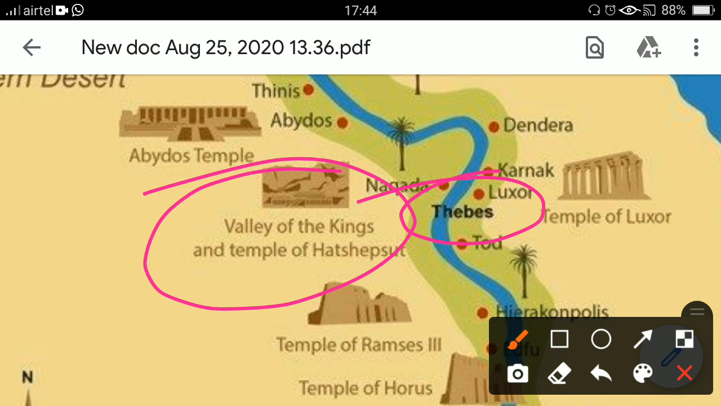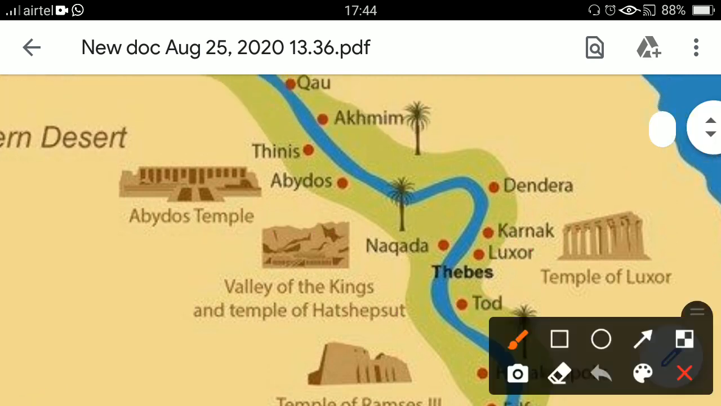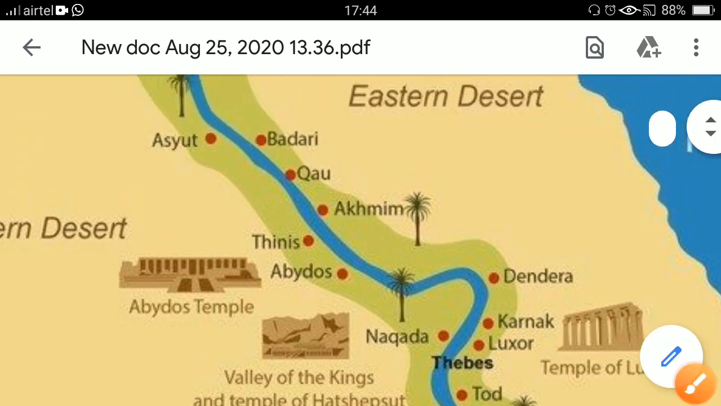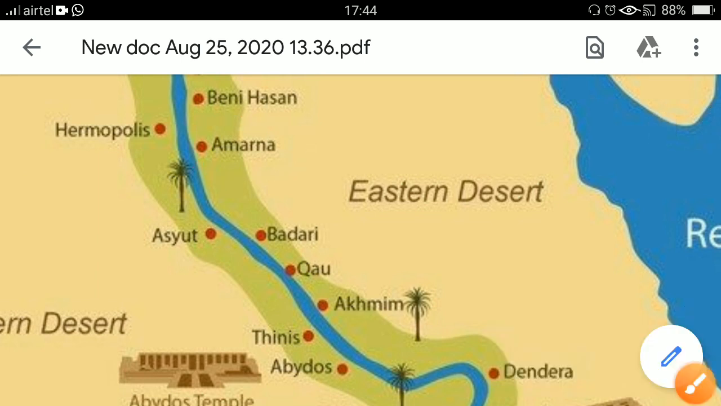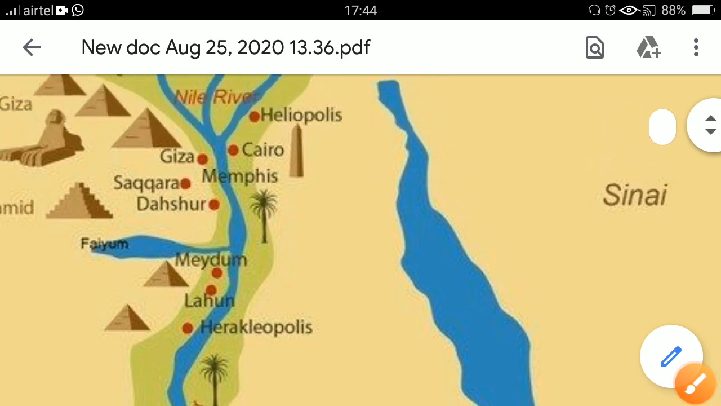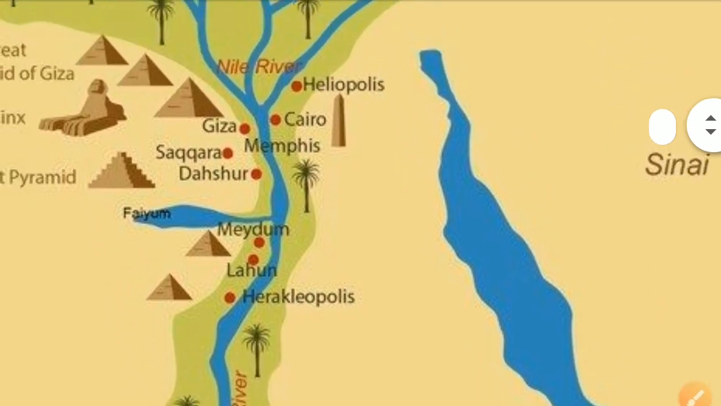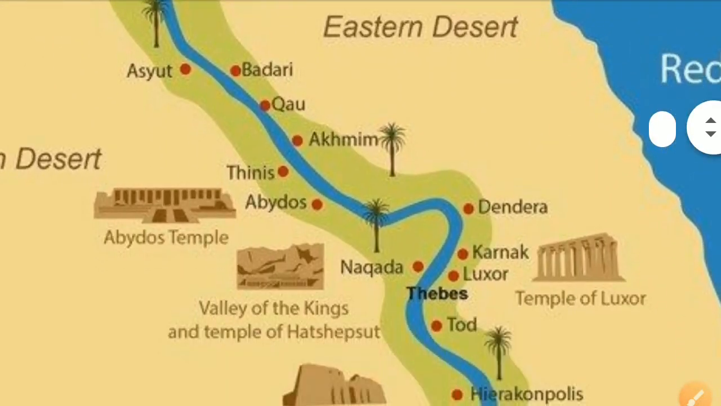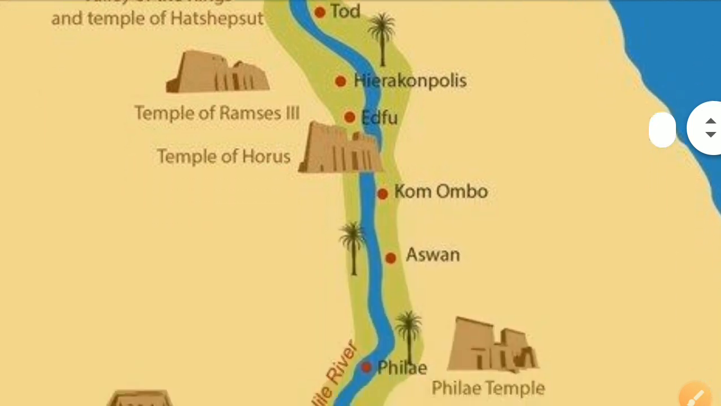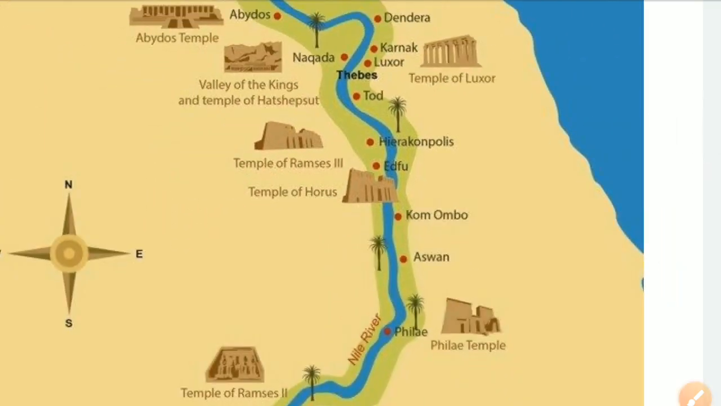Here you can see in bold letters Thebes. This was the religious capital of Egypt in ancient time. Then you can see the name of Luxor. There are many names, but Luxor is also mentioned. Amarna is also mentioned in this chapter, and most of the cities of Egypt, most means majority of the cities in Egypt, were situated near this river. So for you, this map is very important to understand.